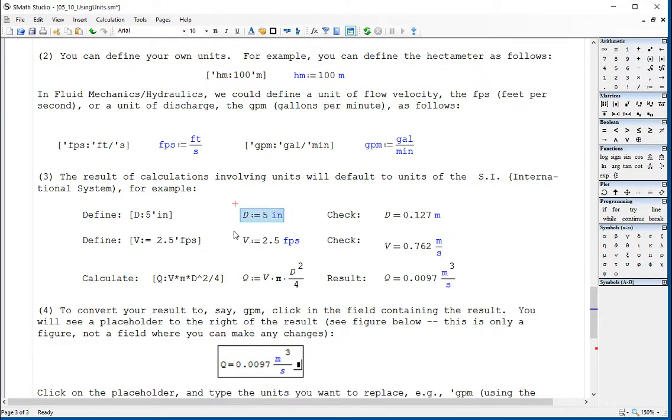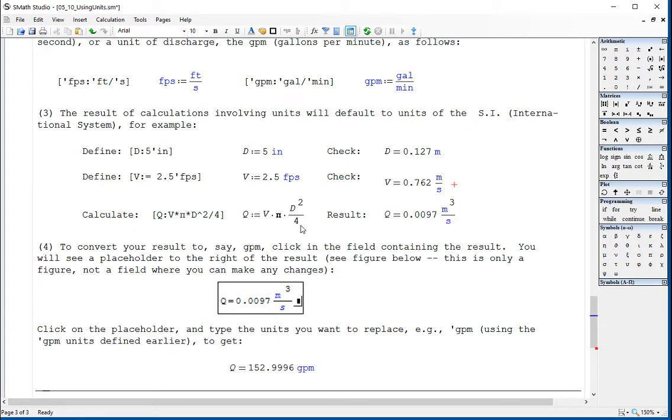the next note has to do with the fact that when you define units in the English system or other units in the international system that are not standard, you always get back results in units of the international system. So 5 inches diameter will be defined as 0.127 meters. And a velocity. If I'm calculating the discharge, velocity multiplied by the area of a pipe and use these values, my result comes out in cubic meters per second.